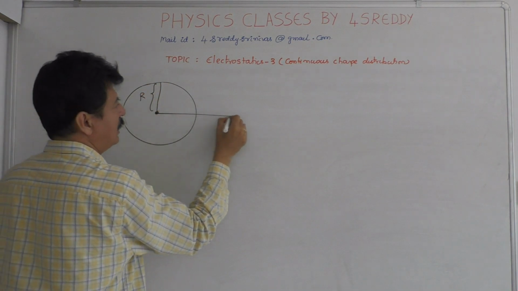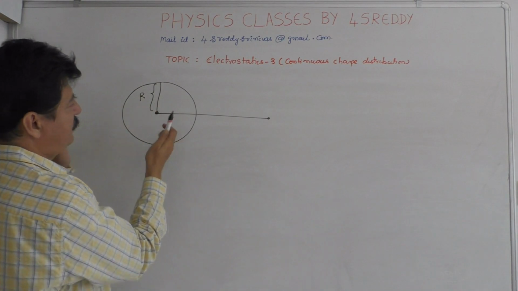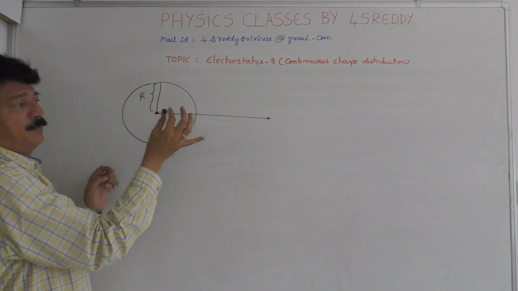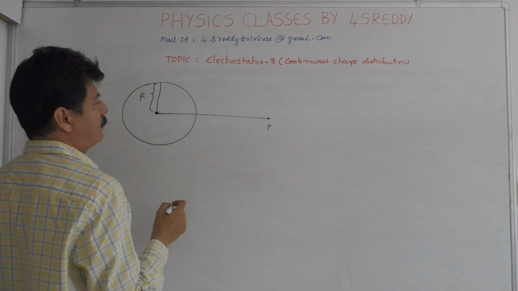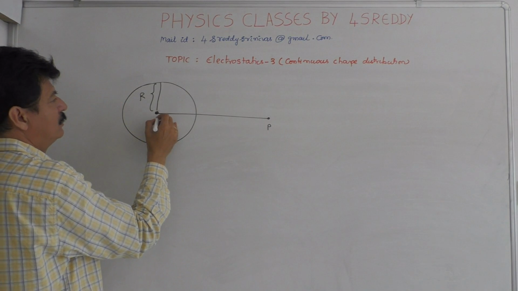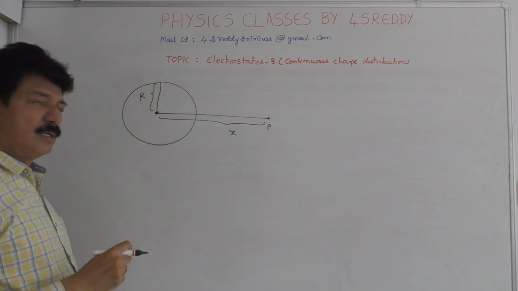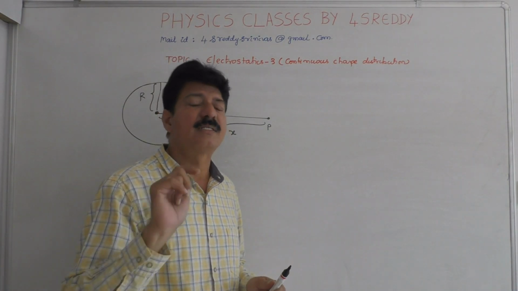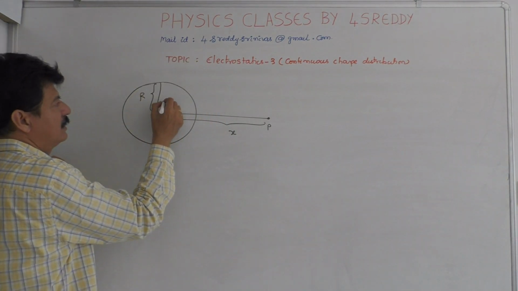Now we are asked to calculate the electric field due to a disk. If this is the disk, we have to find the field at a point P on the perpendicular axis, which you can draw. Let us say this is the point P, at a distance x. Now a disk is considered to be a number of concentric circular rings. Let us consider a circular ring.